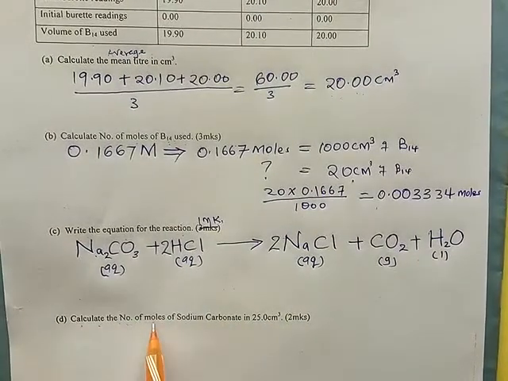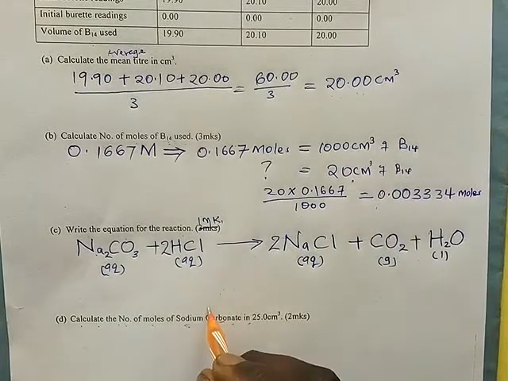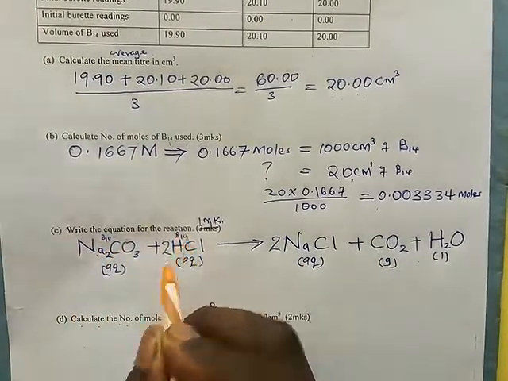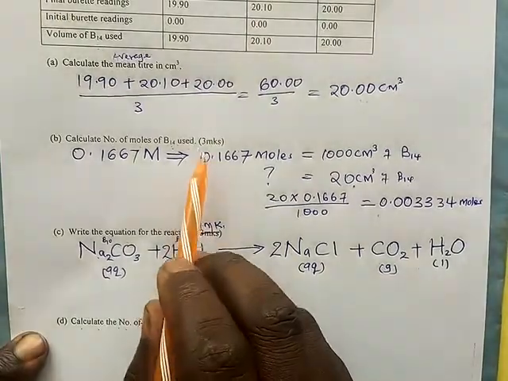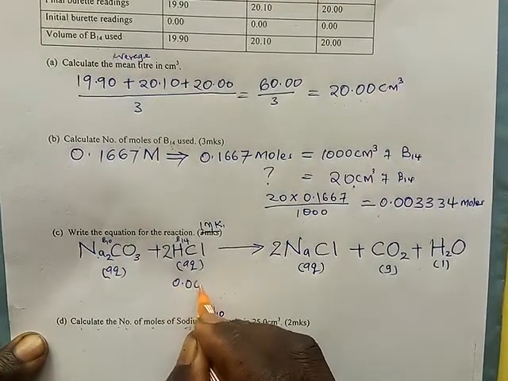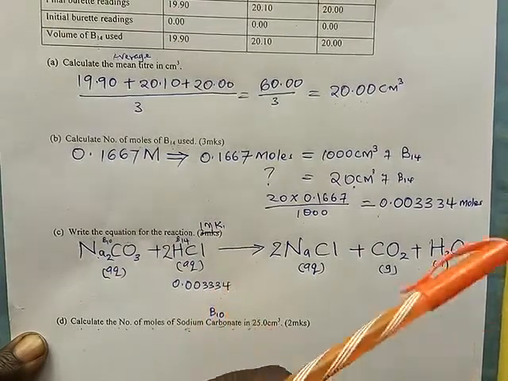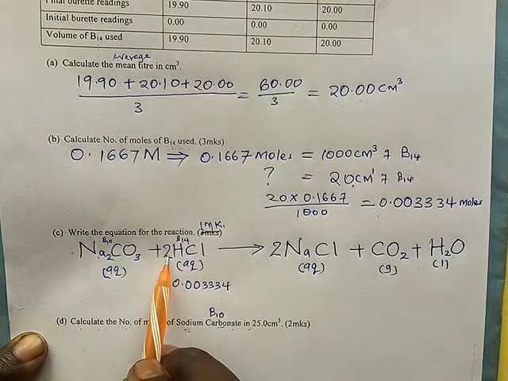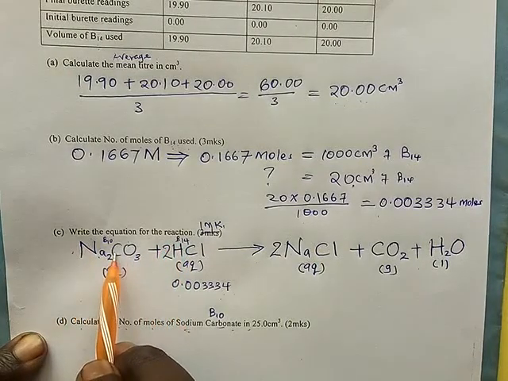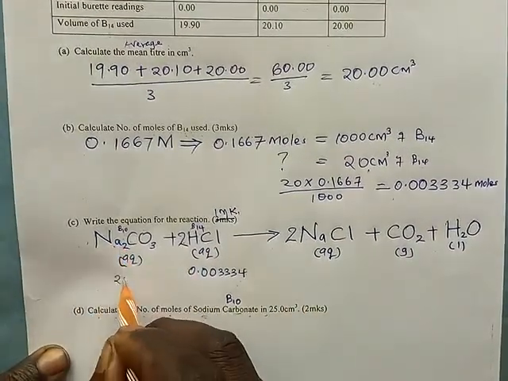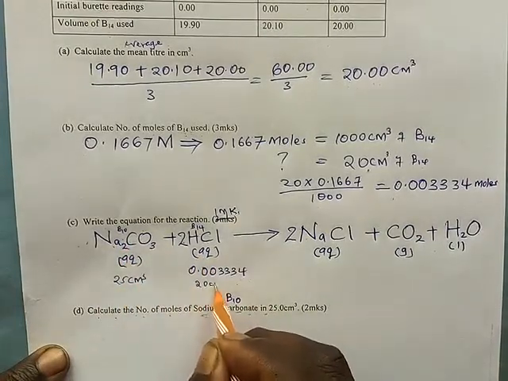Next, calculate the number of moles of sodium carbonate. Remember, sodium carbonate is P10. You should know this one is P10 and this one is P14. We already have the number of moles of P14, which is 0.00334. Like you can see, the ratio is 1 to 2, meaning the moles of sodium carbonate is going to be half the number of moles of the HCl, because the ratio here is 1, here is 2. So that one is simple. Remember, this one is 25 centimeters cube, which reacted with 20 centimeters cube of P14.